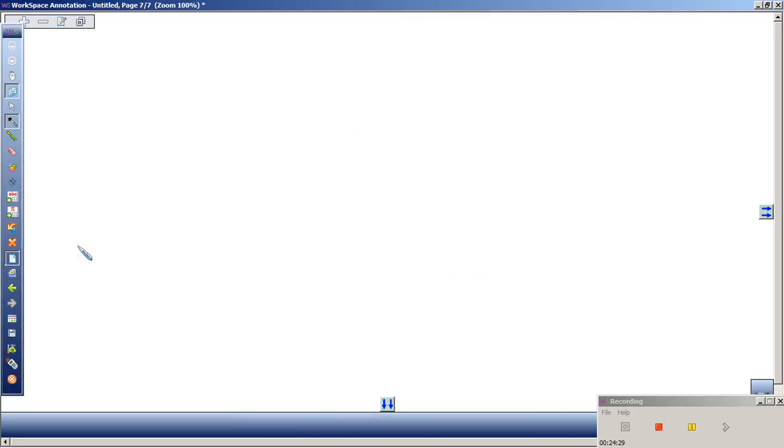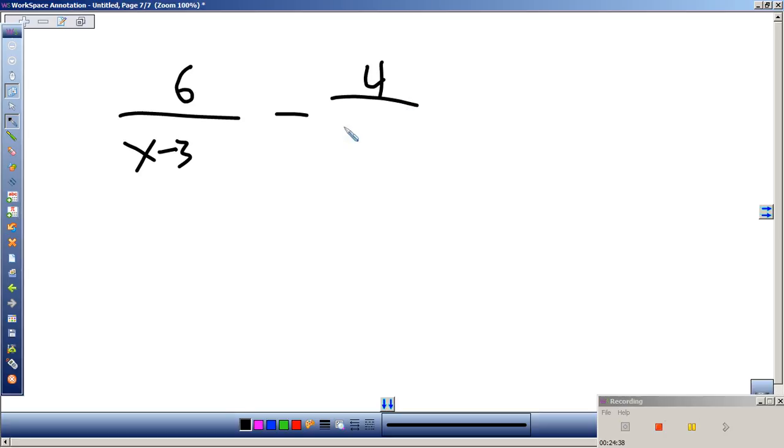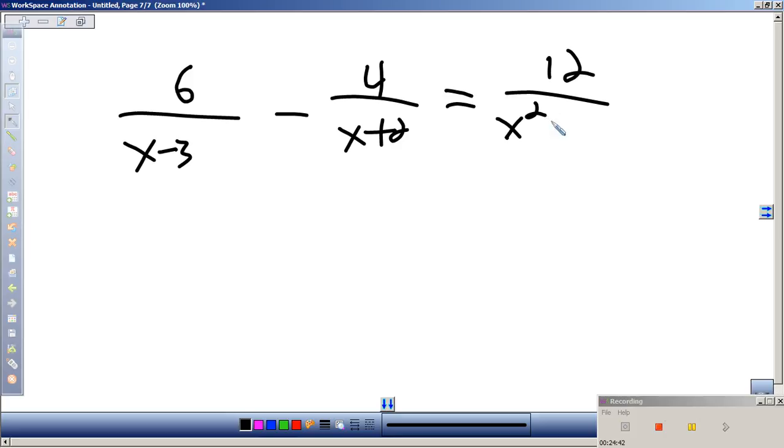Okay, one more type thing we're going to have on this homework. Solving 6 over x minus 3 minus 4 over x plus 2 equals 12 over x squared minus x minus 6. What do you have to do when you're solving a problem like this? Yes, you have to have common denominator. Now, before I do that, I'm going to put one thing up here. First factor this. What is the factor of?